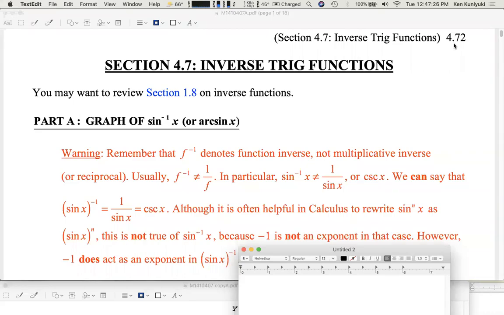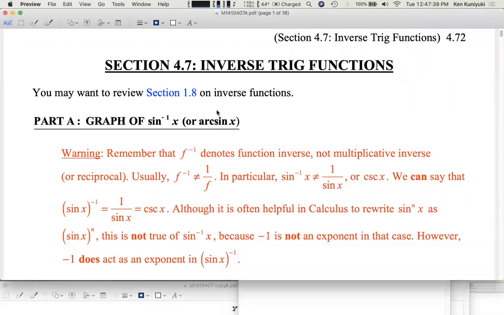Hi everyone, this is section 4.7 on inverse trig functions. And we're going to start with the graph of y equals inverse sine of x, or arcsine of x. Actually, you might prefer this arcsine notation because it's less confusing. And these two mean the exact same thing.